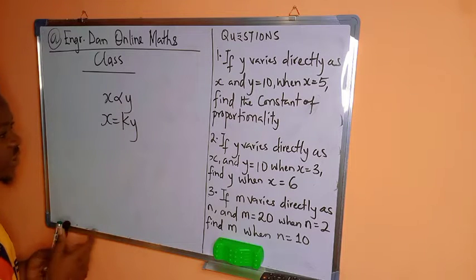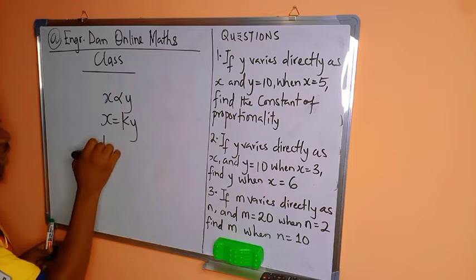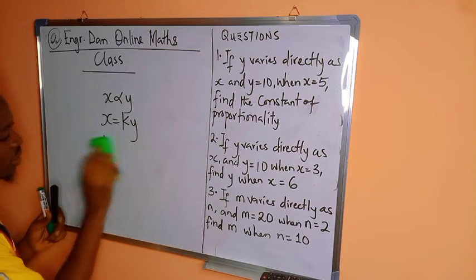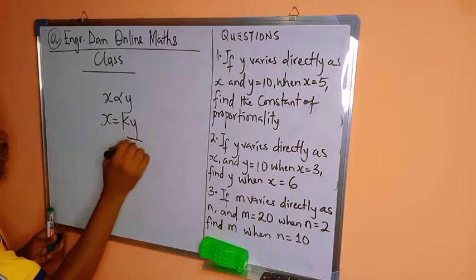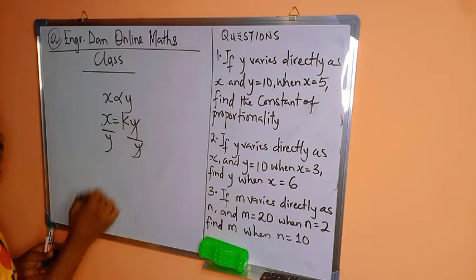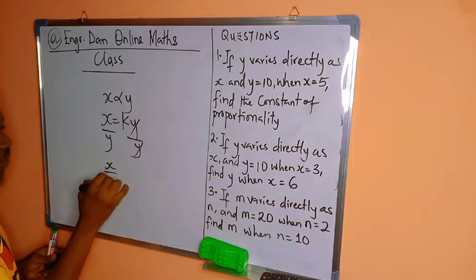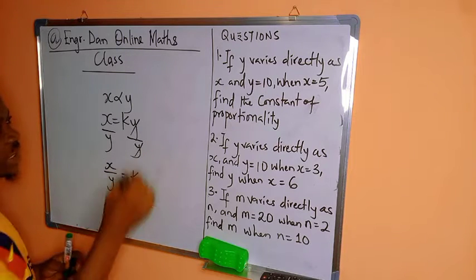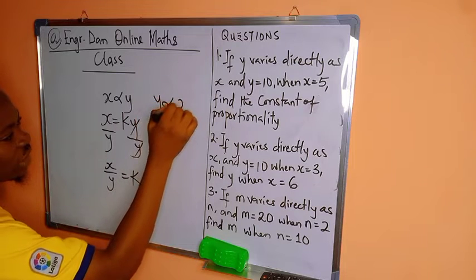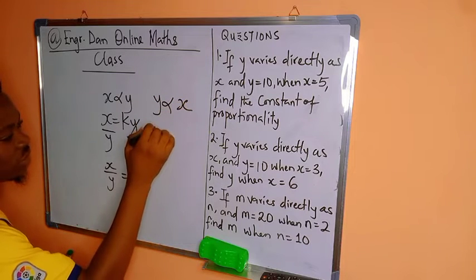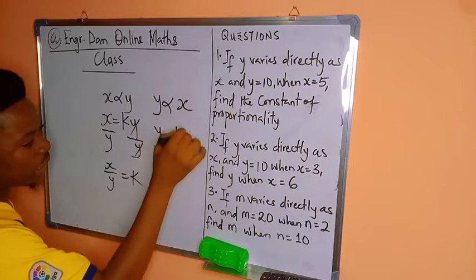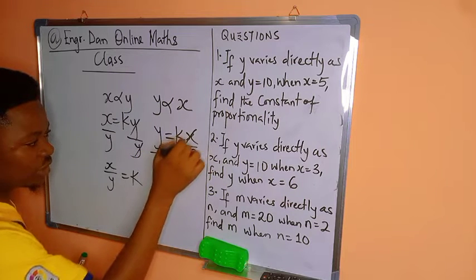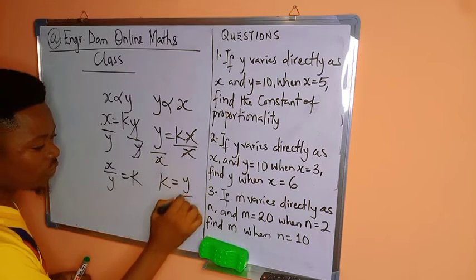So we can actually say here that k equals x over y. You divide both sides by y, right? You get x over y equals k. But in this question, it said y varies directly as x. So this is now going to be y equals kx. Divide both sides by x. You get k equals y over x.